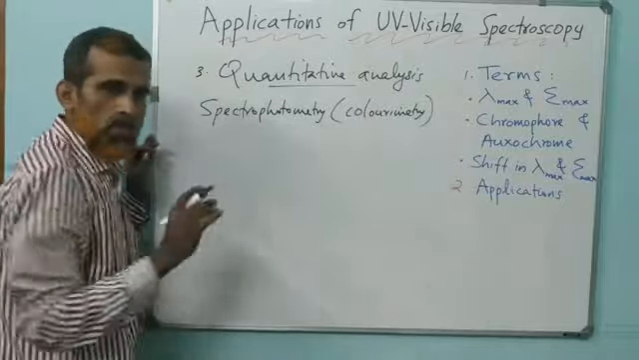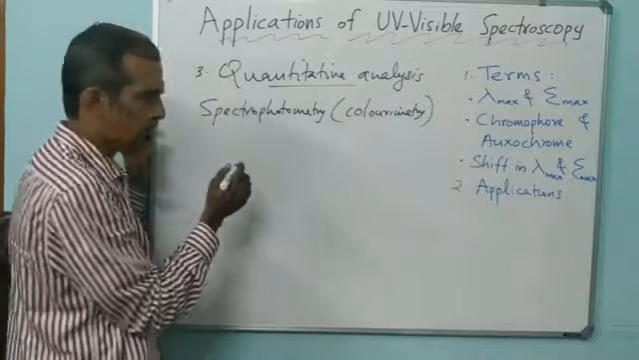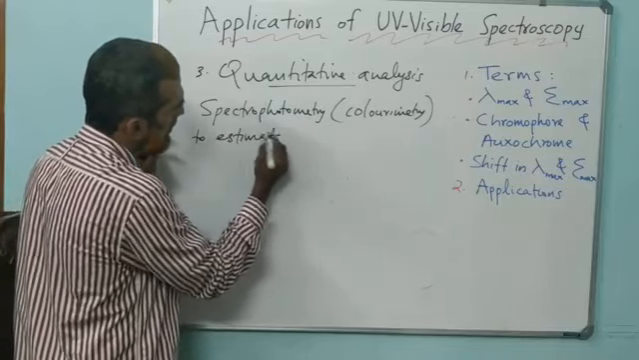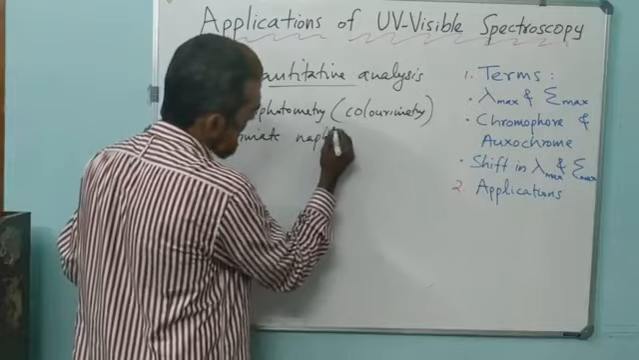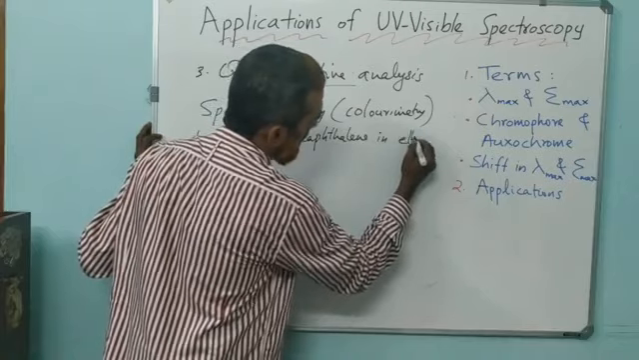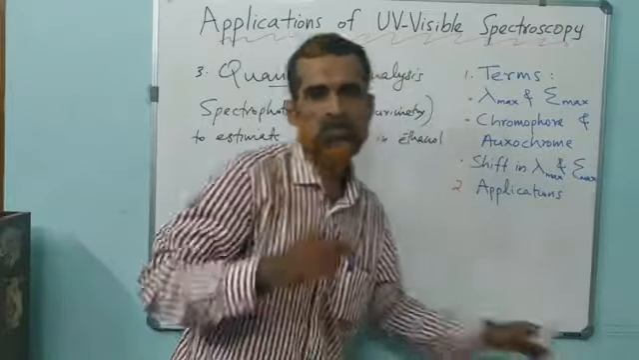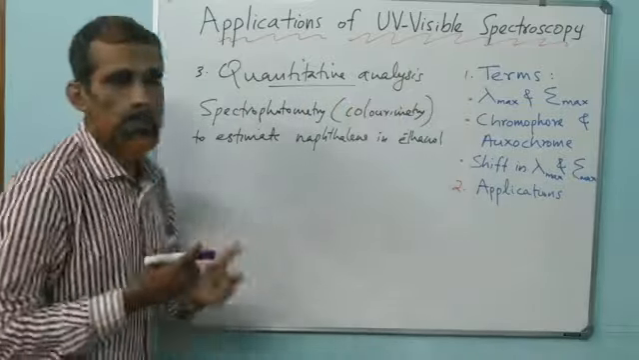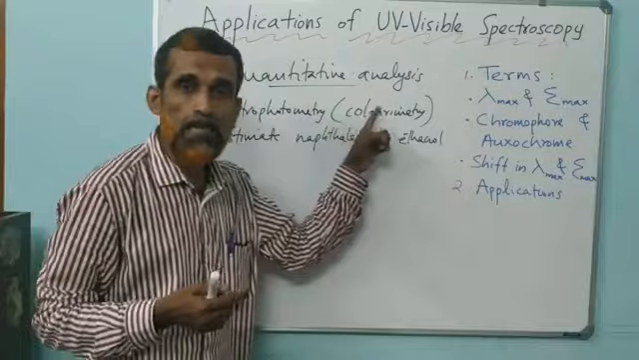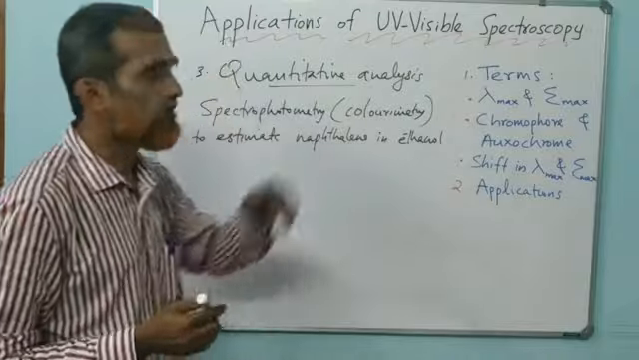Let me put an example. You are given an alcoholic solution of naphthalene, a solution of naphthalene in ethanol, and you have to estimate the mass of naphthalene in it. So what are the steps involved? In a few steps you can do this, but you need an instrument called a colorimeter or spectrophotometer, which works on the basis of electronic spectroscopy or UV visible spectroscopy.